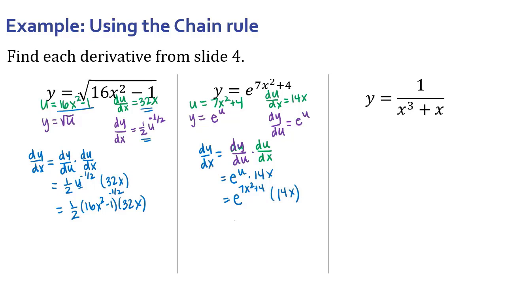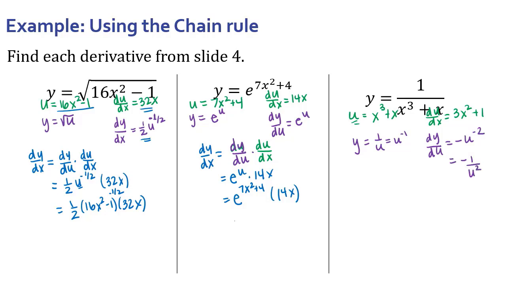Okay, last one over here. So u equals x cubed plus x. y equals 1 over u. The derivative of u with respect to x equals 3x squared plus 1. The derivative of y with respect to u equals, so this is the same thing as u to the negative 1. So if I use the power rule there, it's going to be negative u to the negative 2 power. So we can write that as negative 1 over u squared.